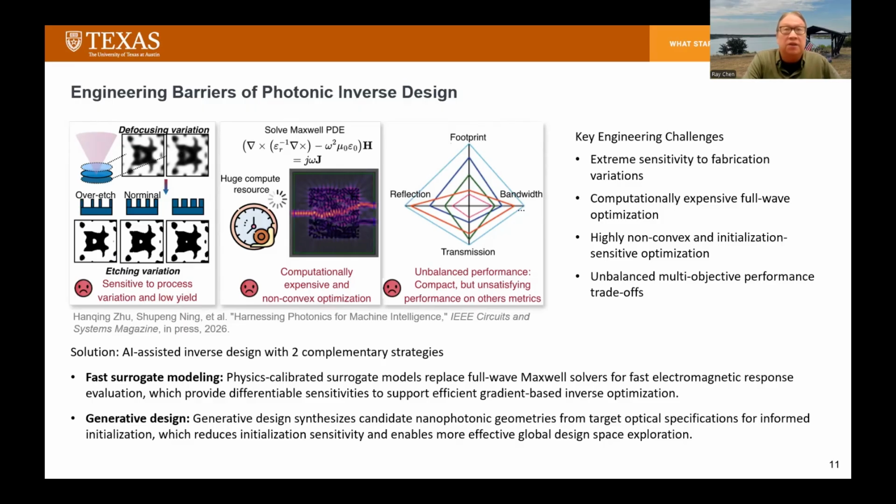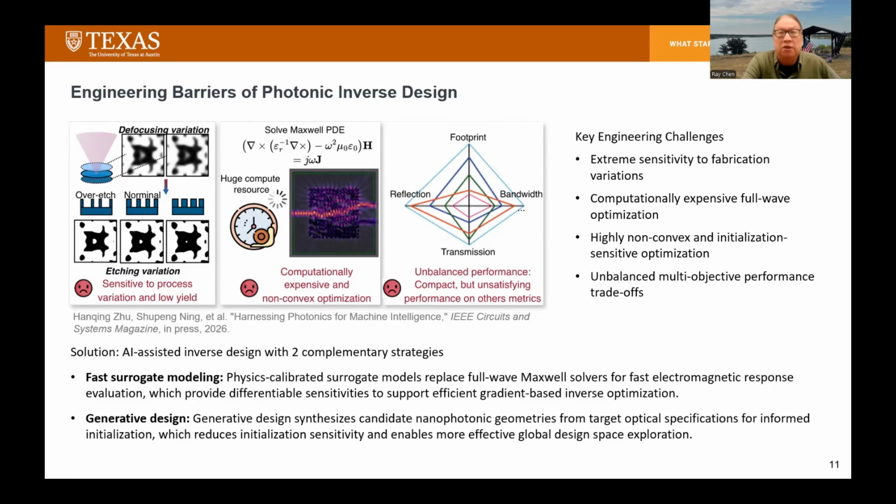Third, the loss landscape is highly non-convex and very sensitive to initializations, which means a bad seed can easily trap the optimizer in a poor local minimum. And the fourth is that the design needs to balance multiple objectives such as efficiency, bandwidth, and robustness at the same time, which leads to an unbalanced trade-off that is hard to handle by classical optimization.